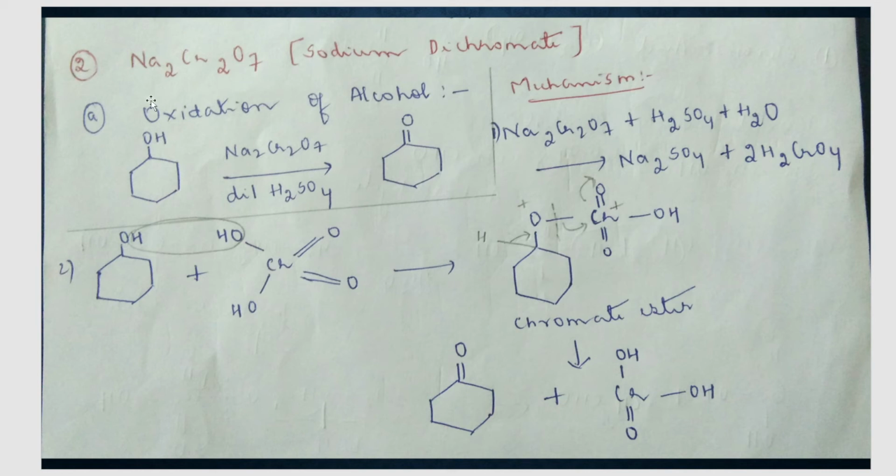This time we have taken a cyclic alcohol. On oxidation, what does it give? Oxidation of alcohol yields a keto compound, correct? So we have got a ketone here in the presence of sodium dichromate. So let us understand what is the mechanism of this reaction.